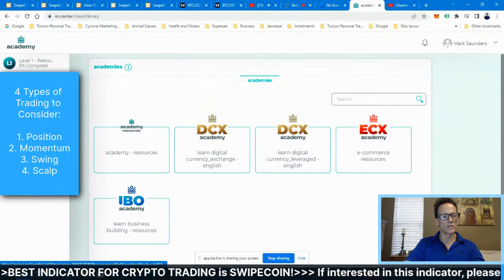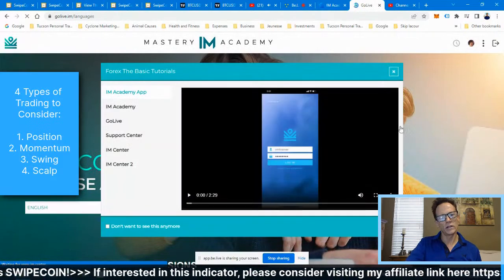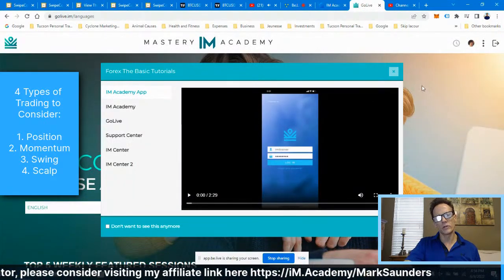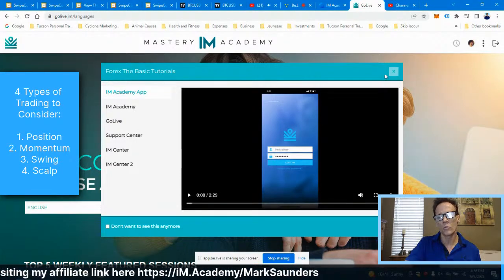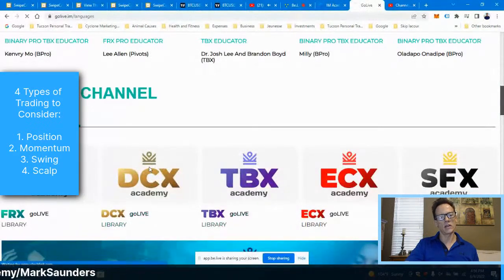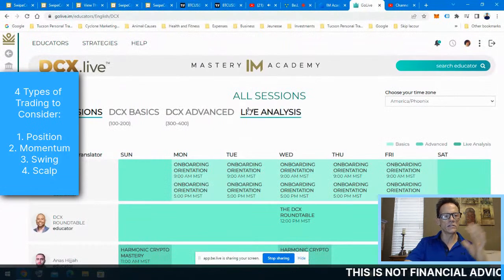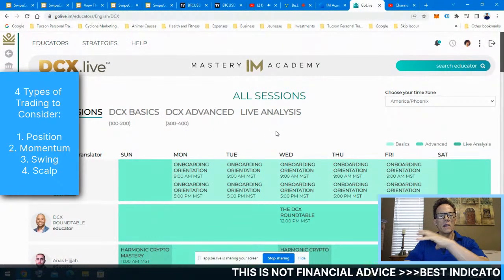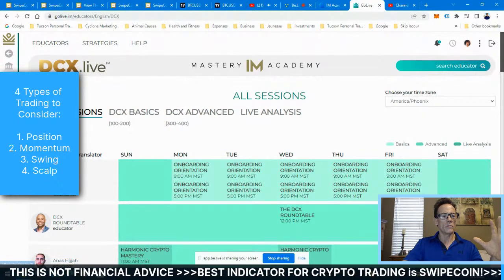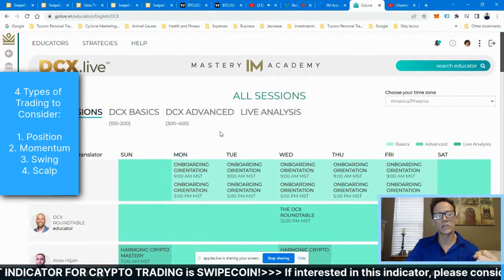Now you see over here where it says go live; you click go live. This is what's really next level about this whole academy. The indicator is just one piece of the whole puzzle. It's way more than an indicator. It's a community. These are where we see our live educators. If someone's currently live, we'll see them right here on the left. We have over 200 different live educators.